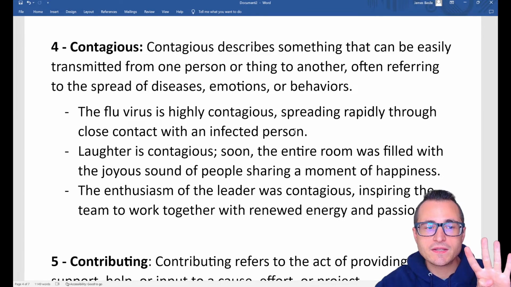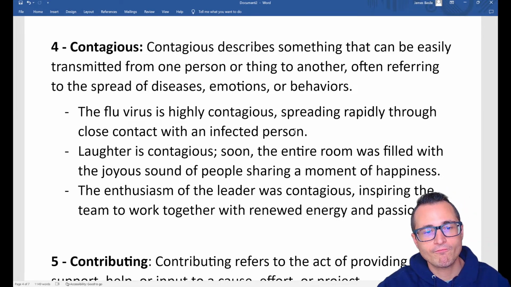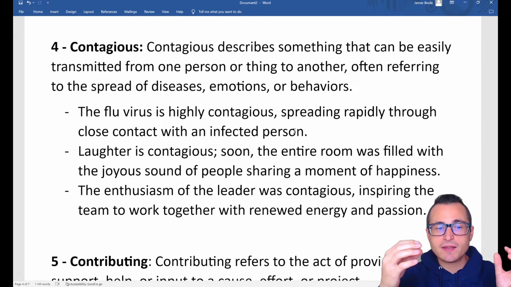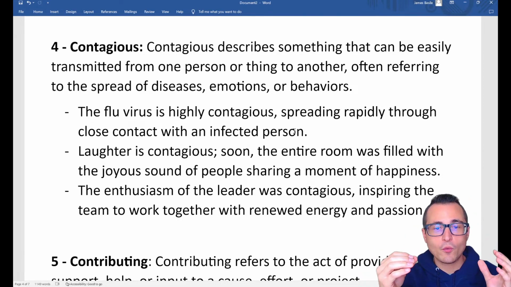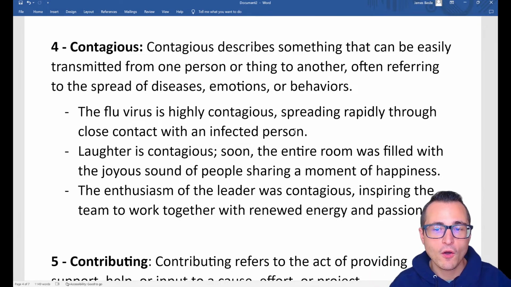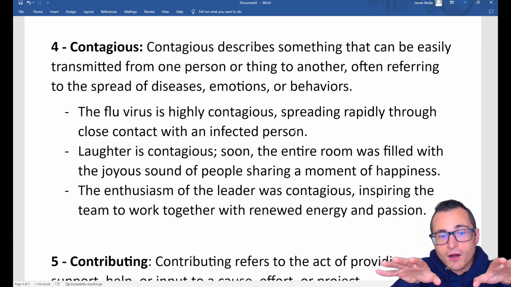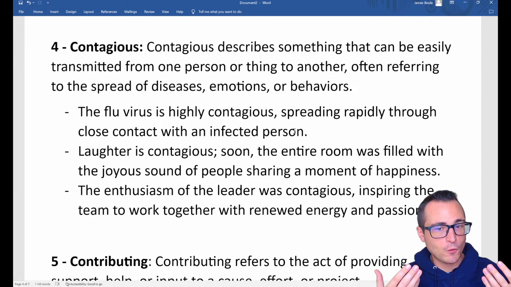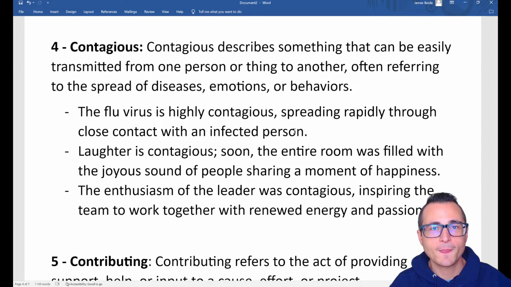Okay. So, number 4 is contagious. What does contagious mean? Contagious describes something that can be easily transmitted from one person or thing to another, often referring to the spread of disease, the spread of emotions, or behaviors. So, something that can transfer easily.